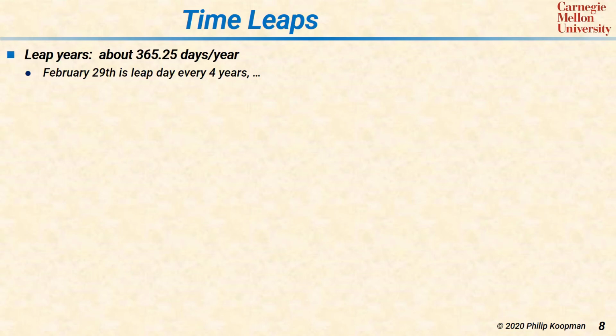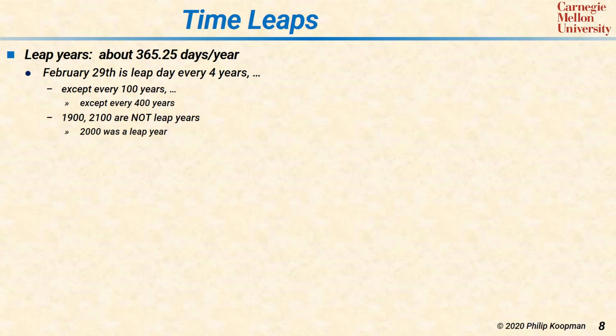Just to make matters a little crazier, you have to deal with time leaps. Everyone knows about leap years and the fact that the calendar year is about 365 and a quarter days, and we have to deal with that quarter day someplace. The rule is that every fourth year, more or less, on February 29th, there's an extra day added in, except every 100 years you don't add the day, except every 400 years you do add the day. So 1900 and 2100 are not leap years, and 2000 was a leap year.